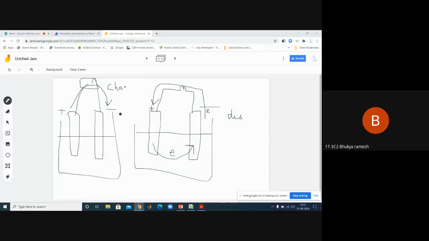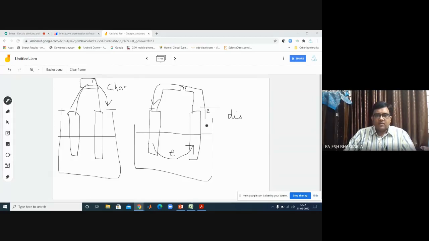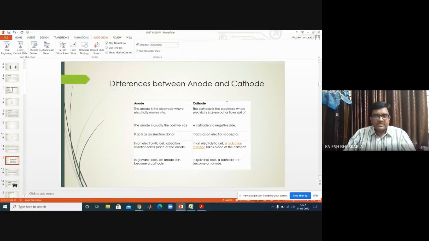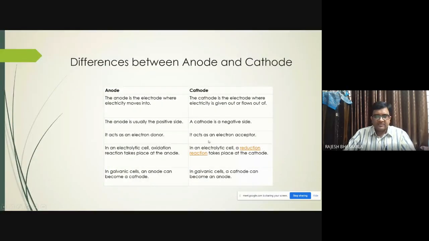Yes, sir. Right. So these chemical reactions, whatever happened during discharge, they will be reversing during charging. So now you have to understand that at the anode and the cathode, these are the differences. In an electrolytic cell, oxidation reaction takes place at the anode. See, this happens at the anode and this happens at the cathode. So now you have to understand that the anode and cathode are classified based on the oxidation and the reduction reactions.